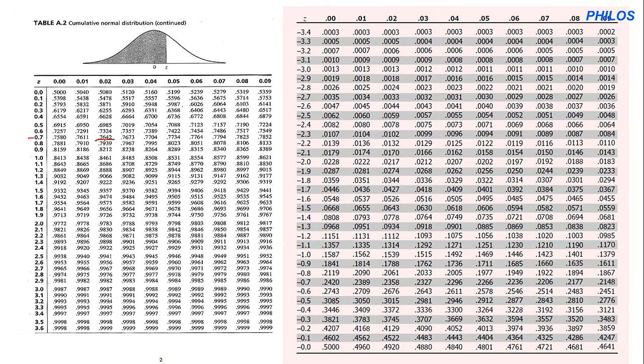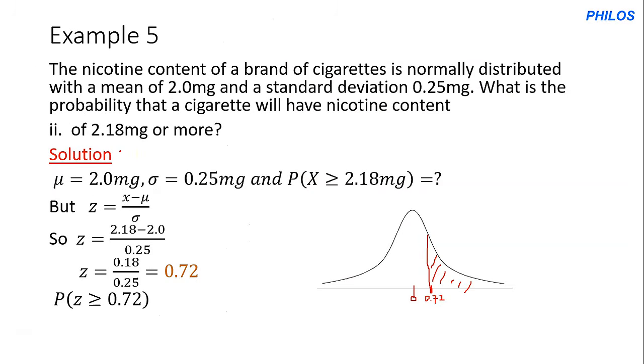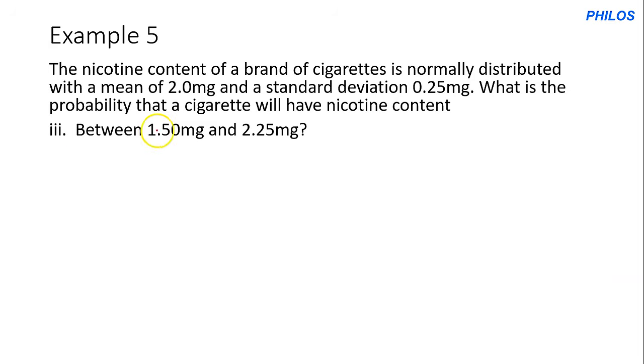0.7642. Remember I told you when you check a positive z-score on a positive z table, the answer means area to the left, isn't it? So 0.7642 represents the left, okay? To get the area to the right here, that will be 1 minus the left. So that will be 1 minus 0.7642. And that will give us 0.2358. So let's look at Roman number 3. Roman number 3 says between 1.50 mg and 2.25 mg.